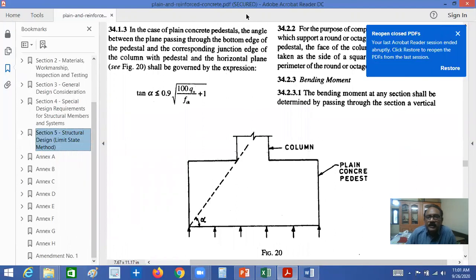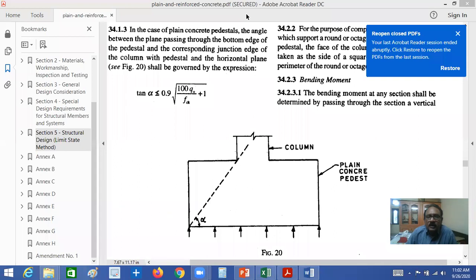So here, if you see, to calculate the bending moment you have to take from here to here only, right? So this bending moment is calculated from the face of the column. This is the column, right? This is the column face. From the face, this will act as a cantilever, right? Now we will see in today's class.